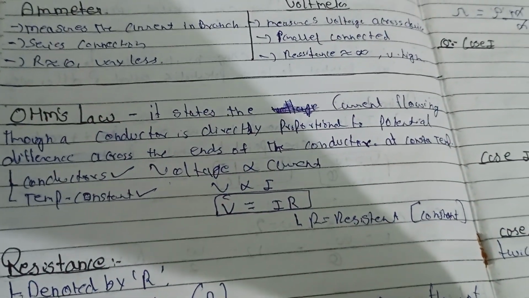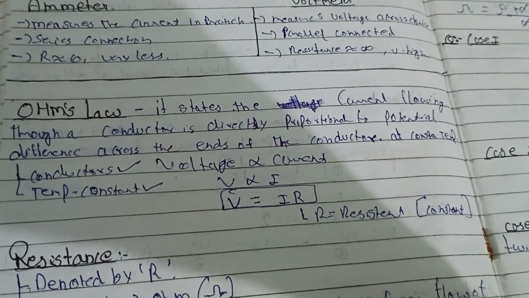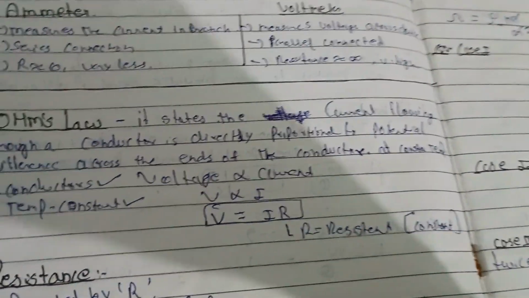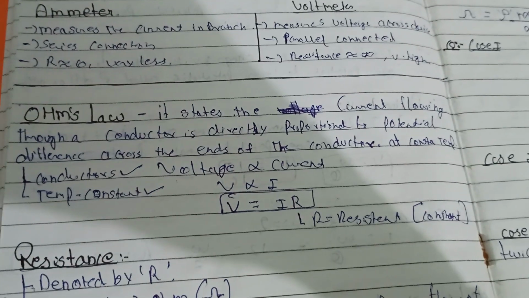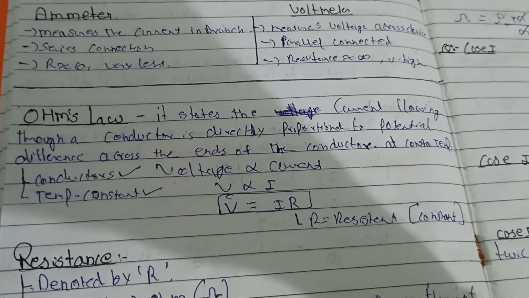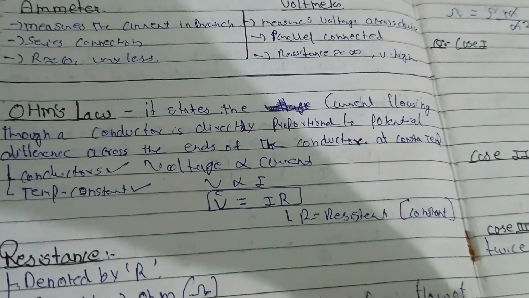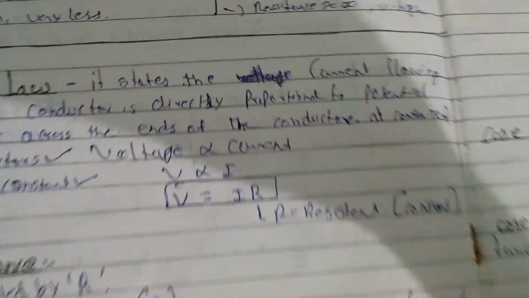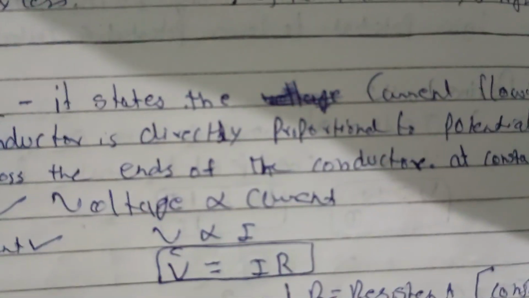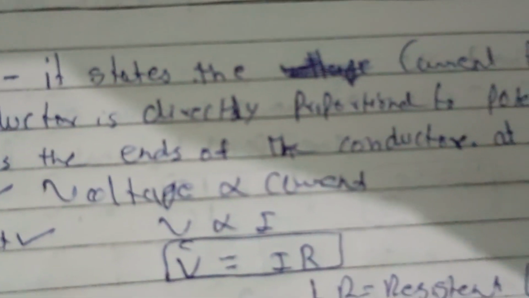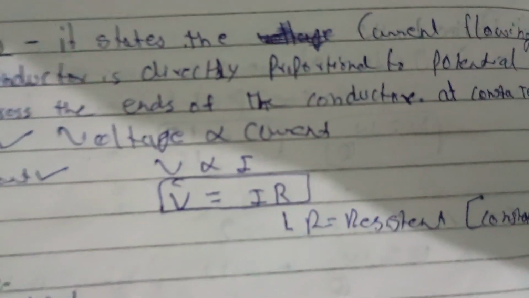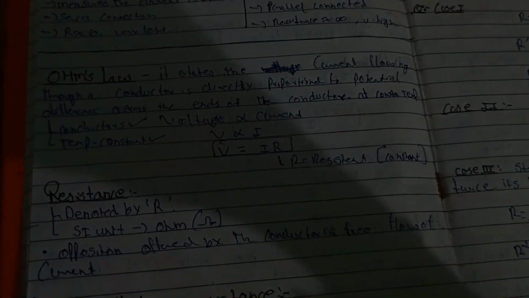Ohm's law states that the current flowing through a conductor is directly proportional to the potential difference across the ends of the conductor, at constant temperature. Means the temperature remains the same and the conductor remains the same. So in this case, V is proportional to I. If we want to change the proportionality sign into equal to, we need to add a constant, R, which is resistance, a constant. So the formula of Ohm's law becomes V is equal to IR.